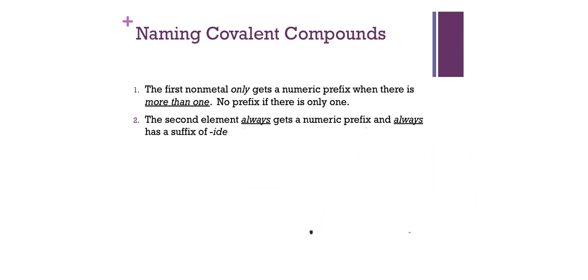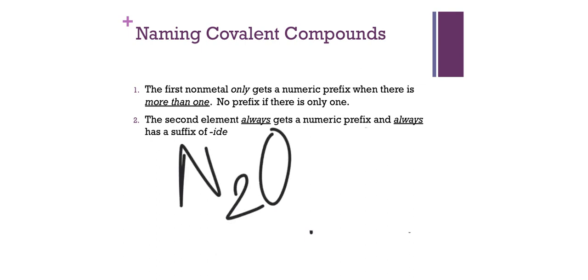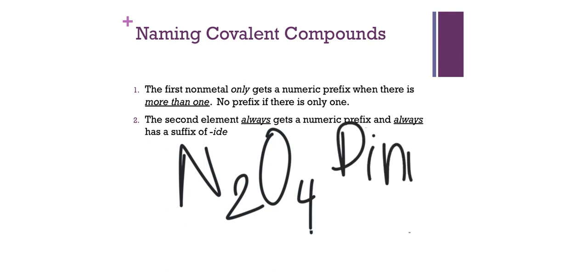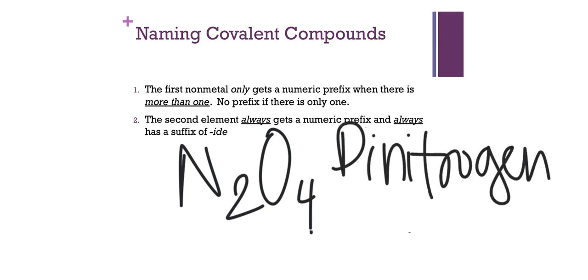One that has multiple first elements. So let's do N2O4. And this is from your notes. If you're looking at the notes, you'll see now I have 2 nitrogens. So now in this case, the first element does have more than one. So I need to use my prefixes here. This would be dinitrogen. And then the O4, if I look up 4, that is tetraoxide.